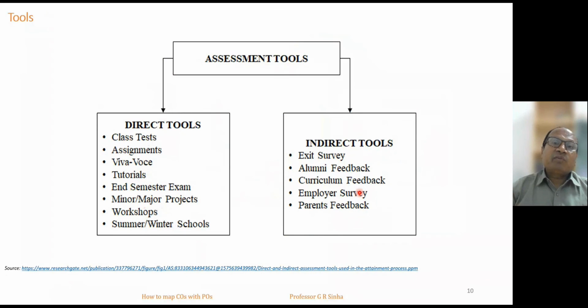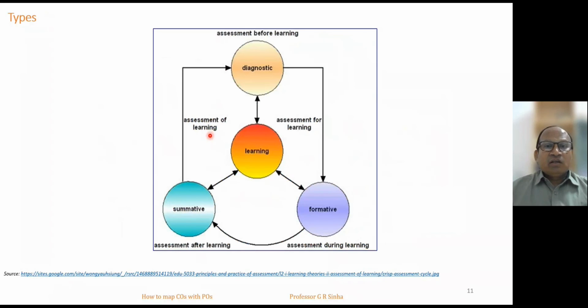Do you have some feedback from the industries? Do you have some feedback from alumni, employer survey, parents feedback? So all these surveys and feedbacks are actually indirect tools, and this is also extremely important in addition to direct tools that actually give how much the learning outcome is being exhibited and demonstrated.